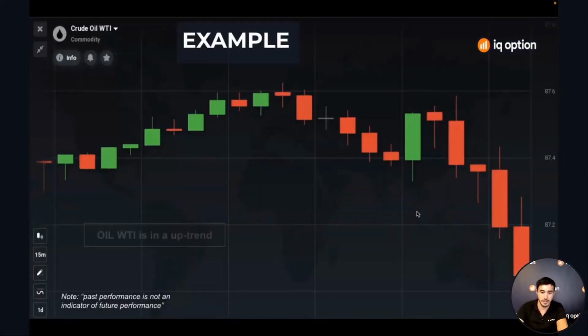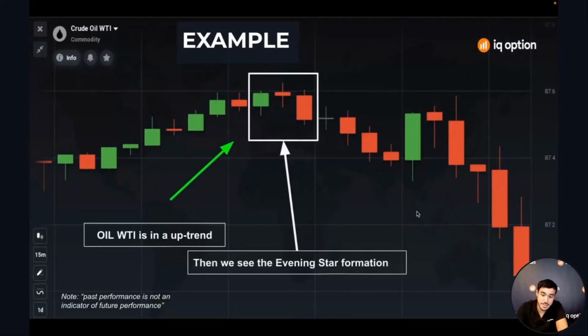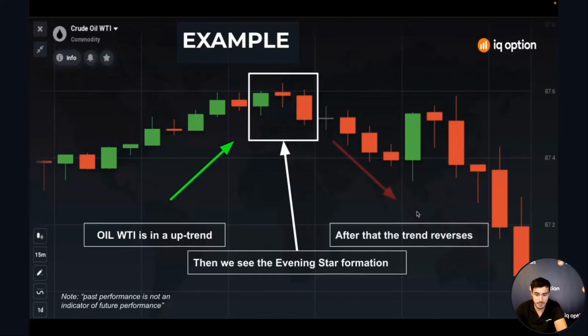Let's see an example of an evening star. Oil going up. We see this three candle formation. You see that there is no gap in this example. And then what happens? Then I have the trade going down. Very interesting, because at this point I have an uptrend, my green, small red, big red. Then I have a doji. What the doji tells me is indecision, and tells me, hey, wait for the next candle.